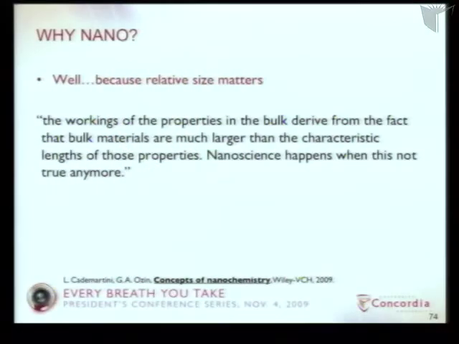Why nano? Well, because relative size matters. And this is a quote from Professor Ozen at the University of Toronto. The working of the properties in the bulk derive from the fact that bulk materials are much larger than the characteristic length of those properties. Nanoscience happened when this is not true. What does this mean? It means that the characteristic properties change when you go down to the nanoscale. That is, there is a definite size effect. That is, there are changes in the optical, electrical, and the magnetic properties. And yes, things do change.